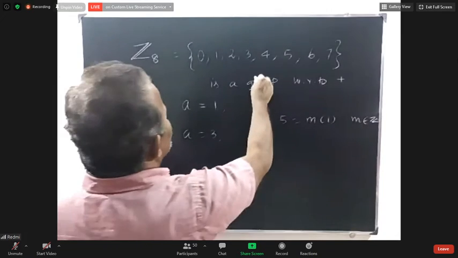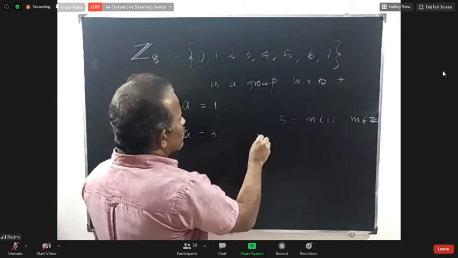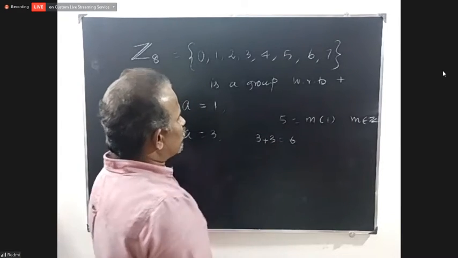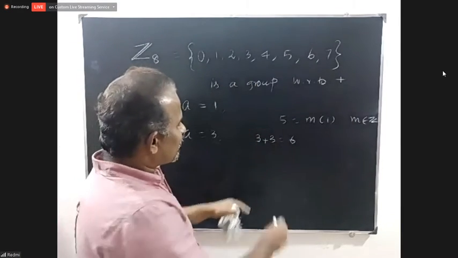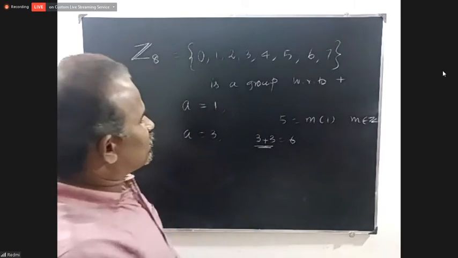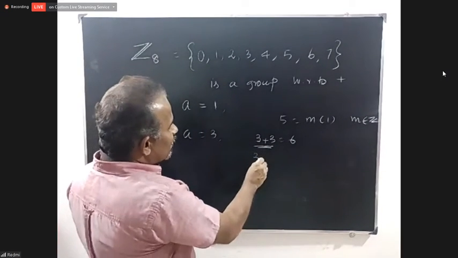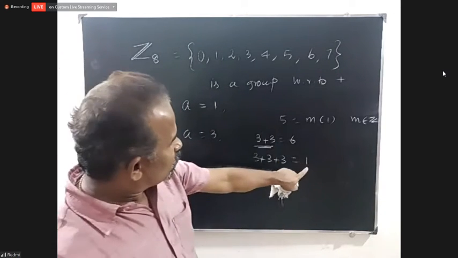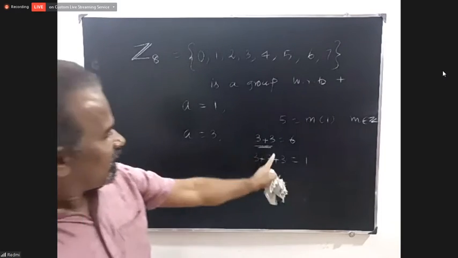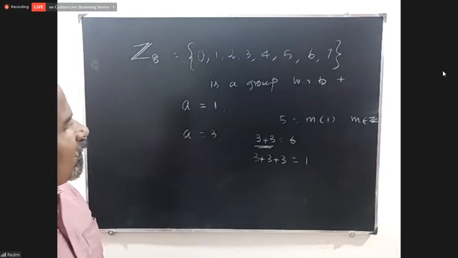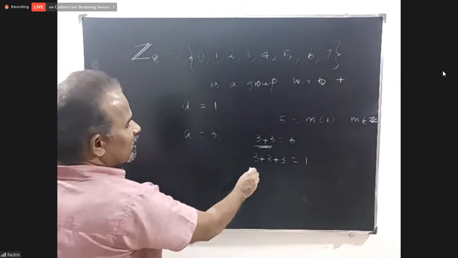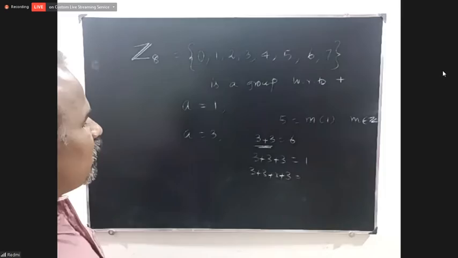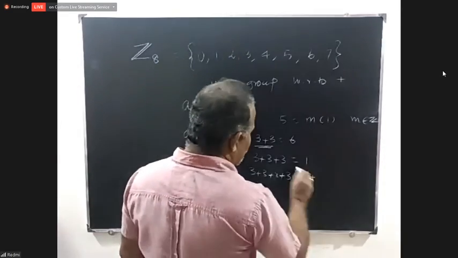So 3 is an element. Suppose 3 plus 3 is equal to 6, which is also an element. Therefore, 6 can be written as 2 times 3. Then 3 plus 3 plus 3 is 9, and 9 is equal to 1 in mod 8 form. Then 3 plus 3 plus 3 plus 3 is 12, so again you will be getting 4.